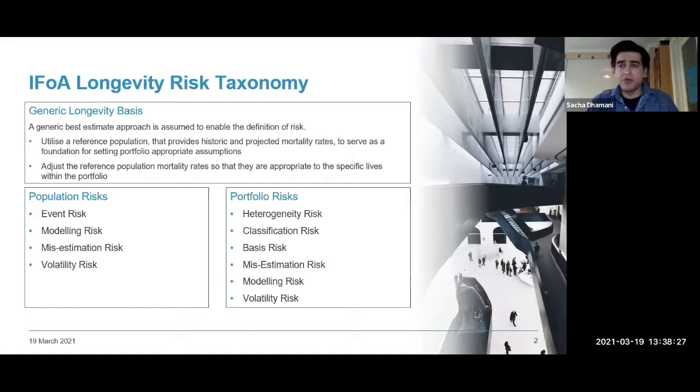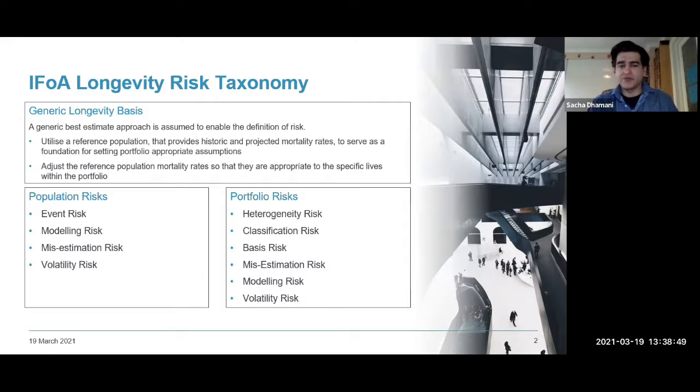But I'll just call out a couple just to give you a flavour of what we're trying to represent. So, for example, event risk. An example of this would be the introduction of breast cancer screening in 1988. So the adoption of the screening was an event that then changed mortality improvement in the population going forwards.